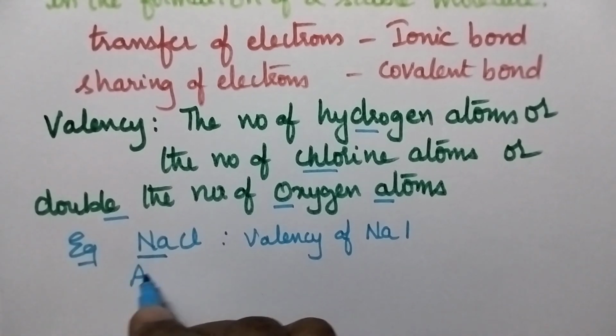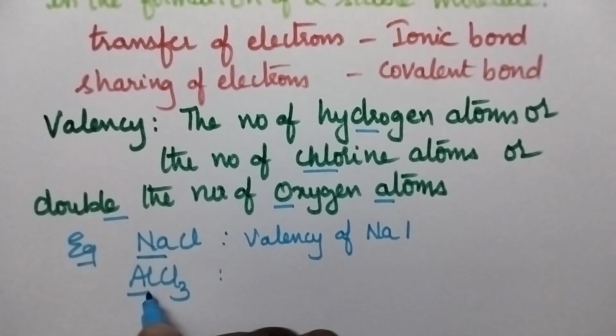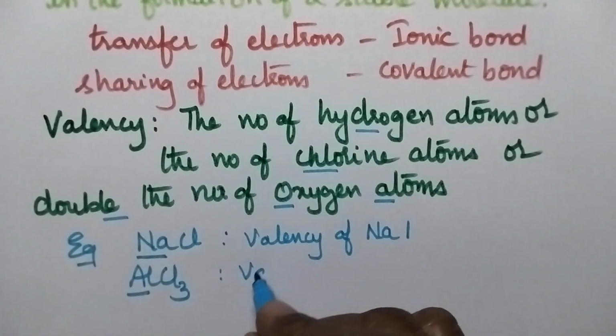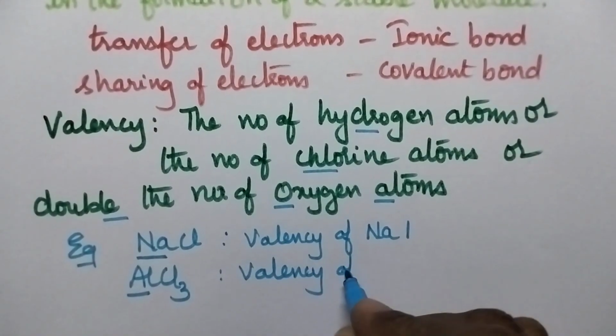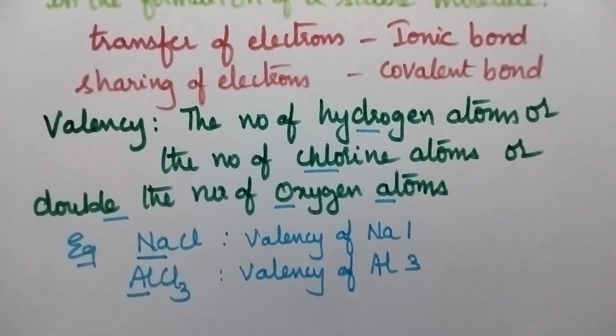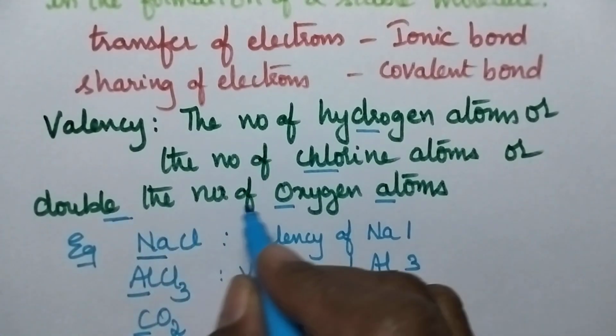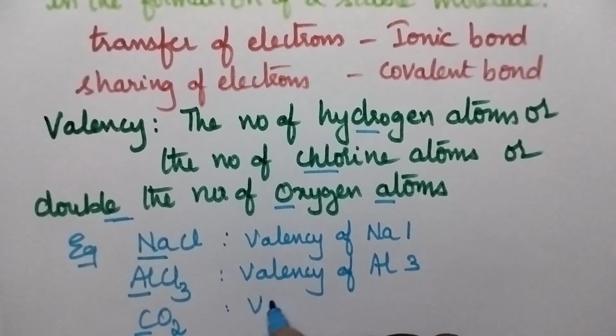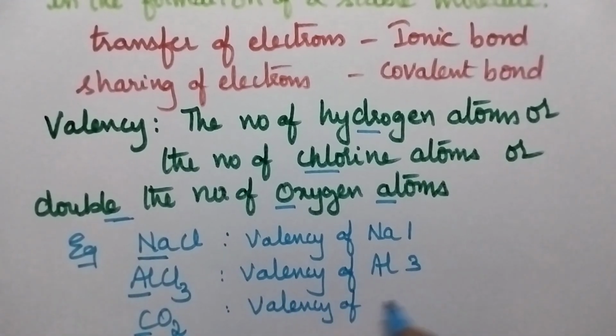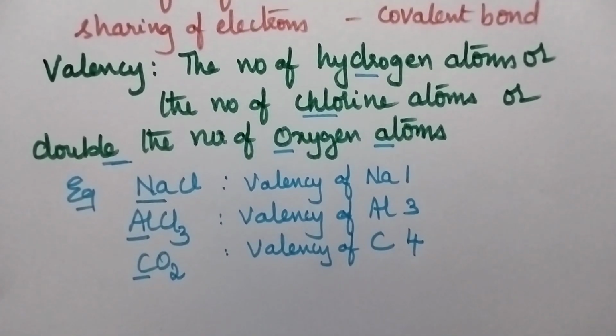If we consider aluminium chloride, here aluminium combines with 3 chlorine atoms, and hence the valency of aluminium is 3. And if we consider carbon dioxide, here carbon combines with 2 oxygen atoms. Here we have to double the number of oxygen atoms. So the valency of carbon is obtained by doubling the number of oxygen atoms. Carbon combines with 2 oxygen atoms, so 2 into 2, that is 4. So the valency of carbon is 4.